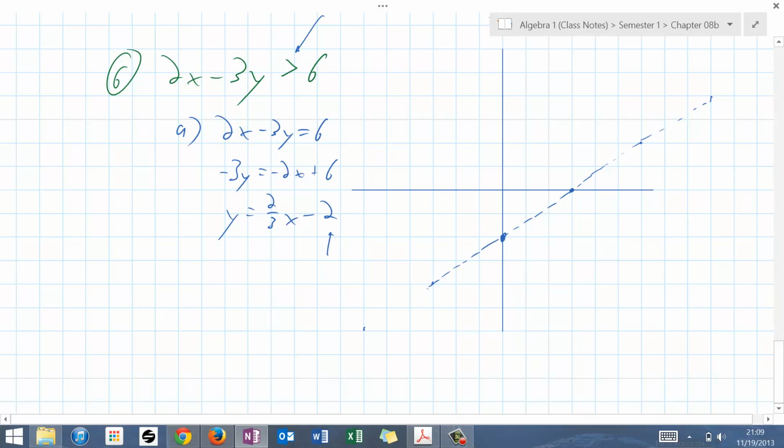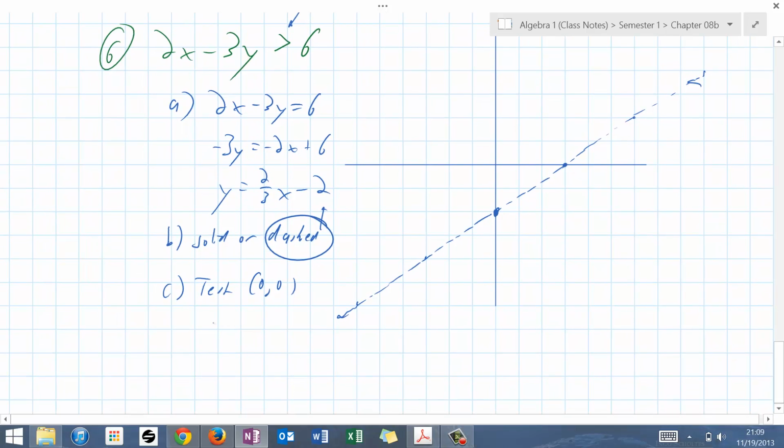Okay, once you've got that down, then I'm going to test my point. Part B was solid or dashed, and I picked dashed. And then part C was to test. Can I test 0, 0? Yes, I can. So 0, 0 is a good one to test.